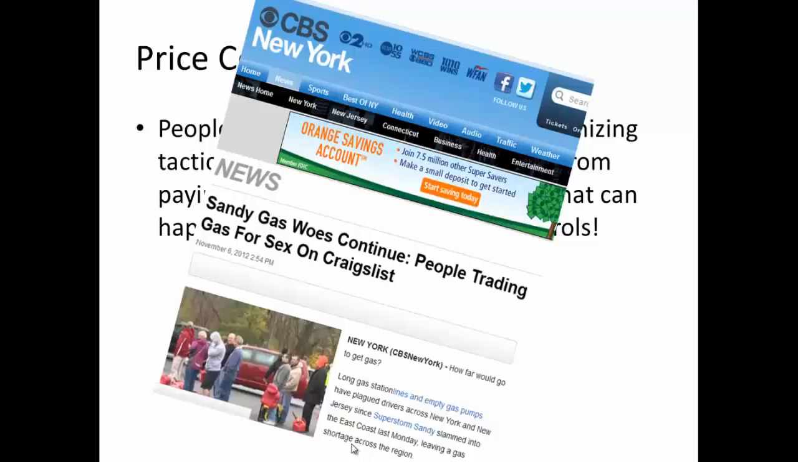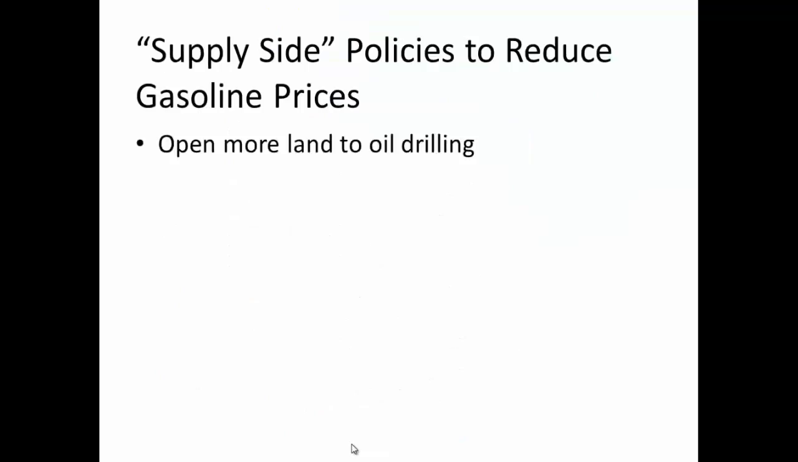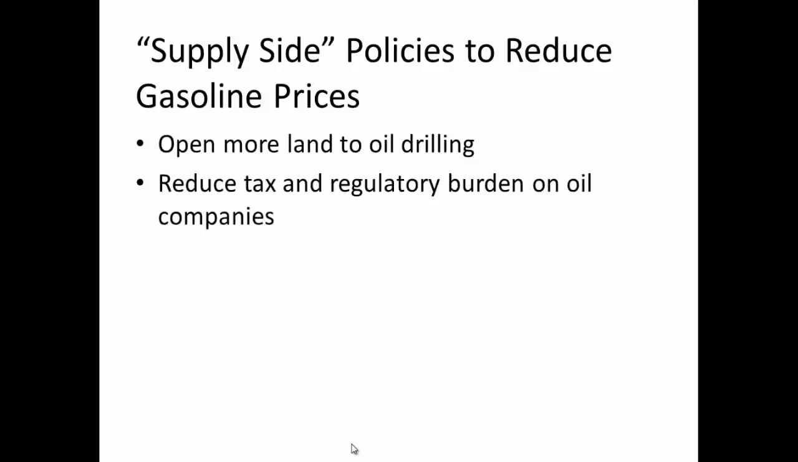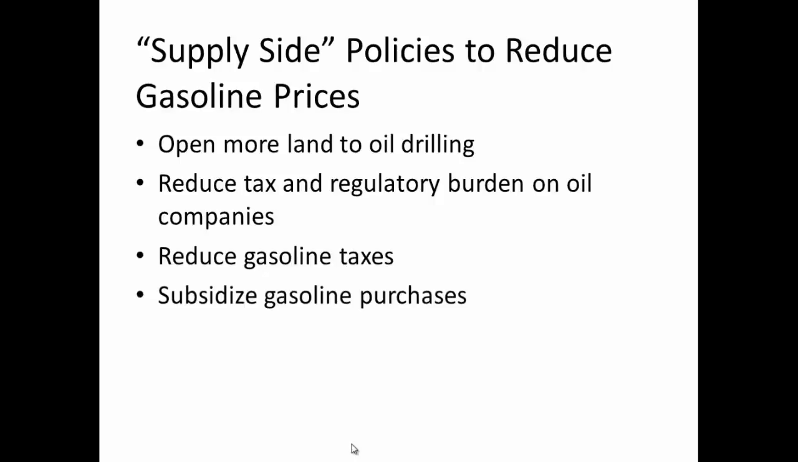If you want gasoline prices to be lower, and therefore consumer surplus in the gasoline market to be greater, you should pursue policies that reduce the long-run cost conditions of oil production. Examples of such supply-side policies for oil would include opening more land to oil drilling, or maybe more offshore drilling, reducing the tax and regulatory burden on oil producers, reducing gasoline taxes, subsidizing gasoline purchases, or subsidizing alternative motor fuels like ethanol or natural gas, which would reduce oil demand and therefore the price of oil.